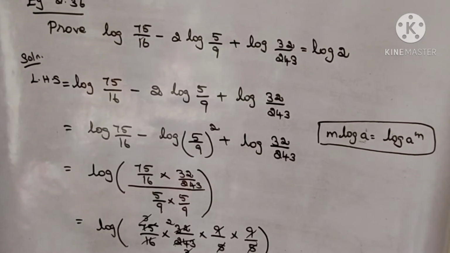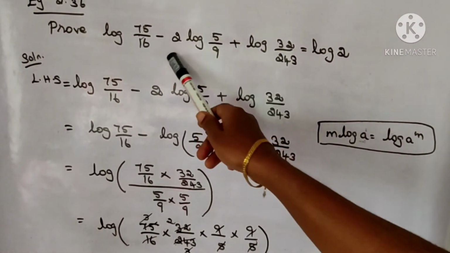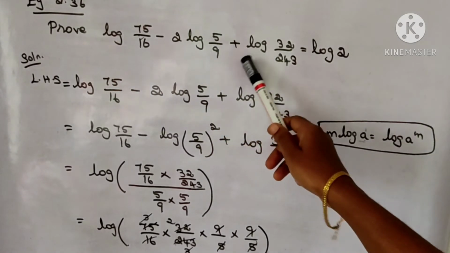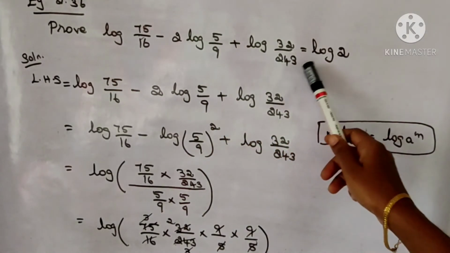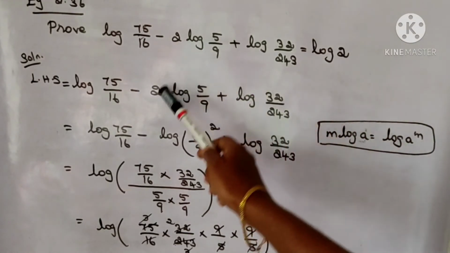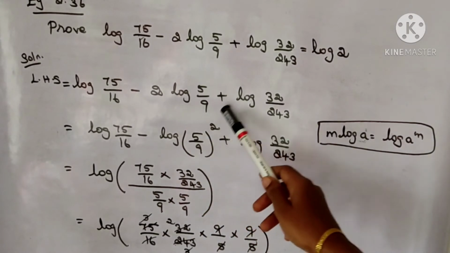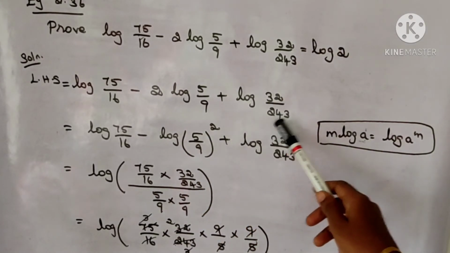Let's see the next question, Example 2.36. Prove log 75 by 16 minus 2 log 5 by 9 plus log 32 by 243 is equal to log 2. Take the left hand side. Left hand side is log 75 by 16 minus 2 log 5 by 9 plus log 32 by 243.